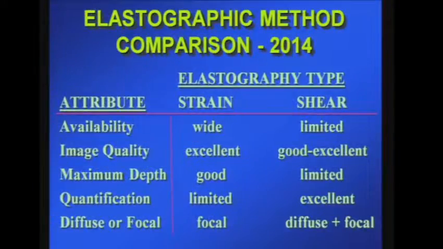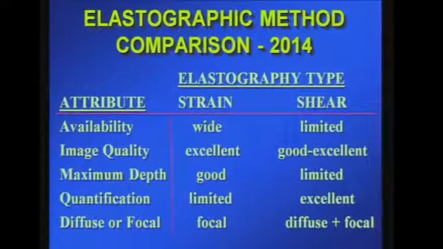So let's compare the methods here, say in 2014, for the two main types of elastography. Strain has been around since the 1990s and is widely available. Shear wave elastography is much more limited. There are several instruments available and more on the way. Image quality can be excellent with strain elastography and is good to excellent with shear wave as well. The maximum depth is good with strain because you can apply more force to create images deeper into the body.